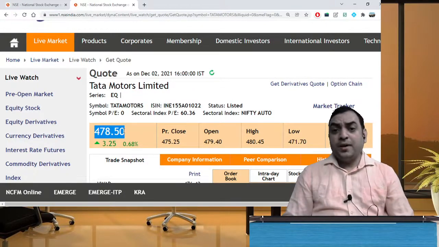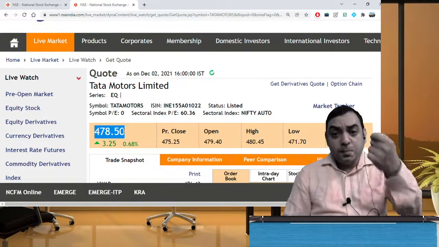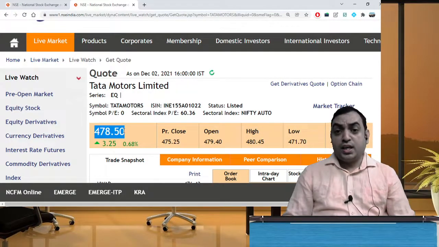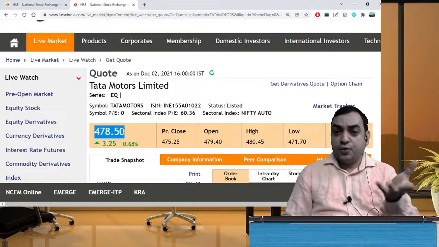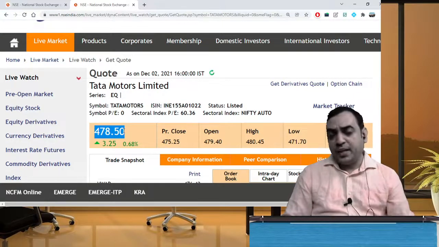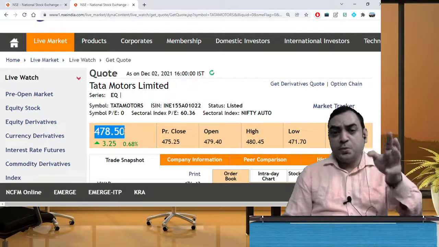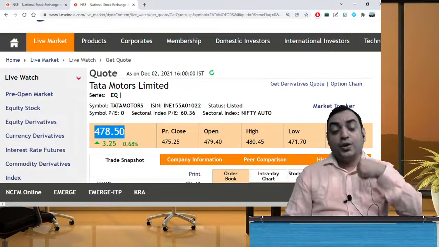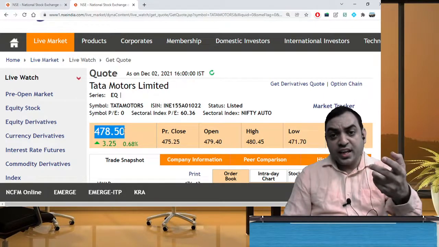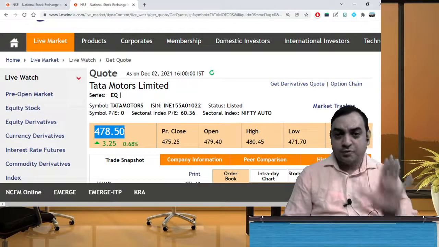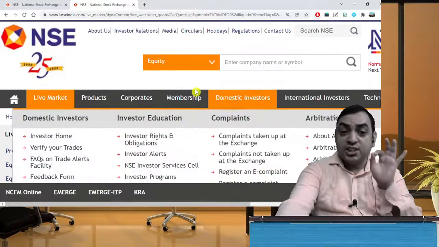What is a spot market feature? You make a payment of 478.5, you get one share of Tata Motors today. Of course, operationally you will not get it immediately; you will have to wait for 2 days, T plus 2 days. But theoretically, conceptually, you can think of it as the cash and carry segment, the spot market. This is the spot segment.